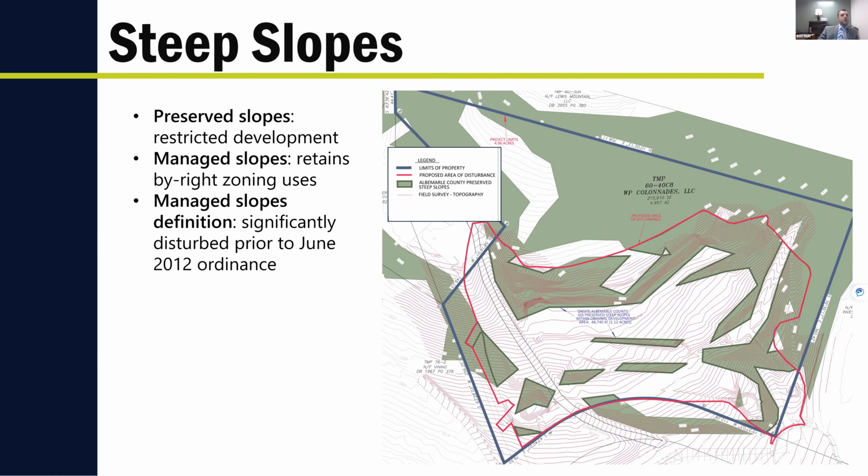So managed slopes retain the by-right zoning uses if that's the overlay within the project area. One aspect of the definition of managed slopes within the zoning ordinance is that it can include areas that were significantly disturbed prior to June 2012. That's when the ordinance for the steep slopes overlay went into effect.